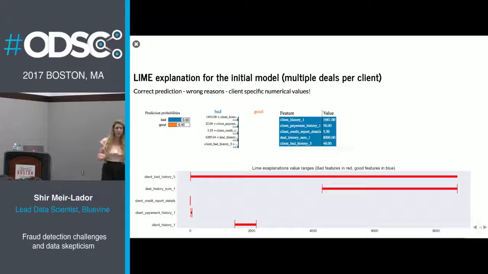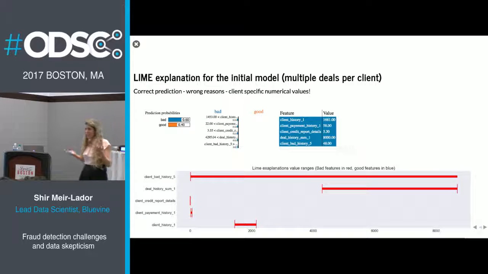In my model, I had good deals and bad deals. And here I applied Lime on a specific deal, which was a bad deal. And I applied it on my initial model, the one that learned the clients and not the patterns of the deal. And what I saw is that all the primary features said that this deal is bad. And it tells you which values in this feature are the values that said that this is bad.